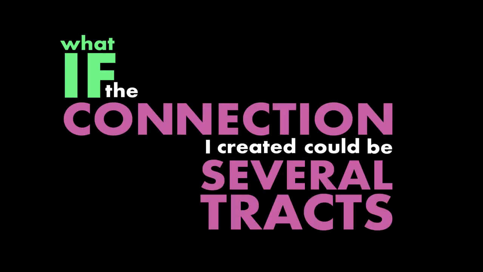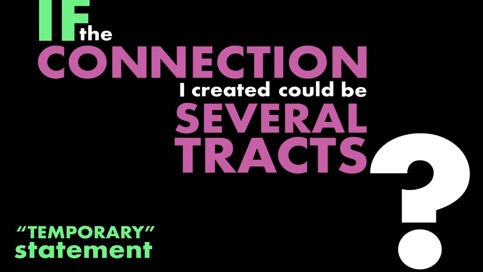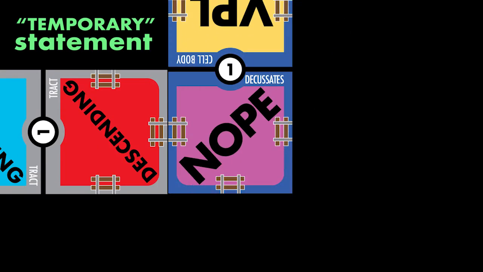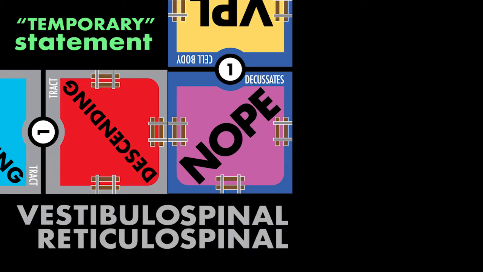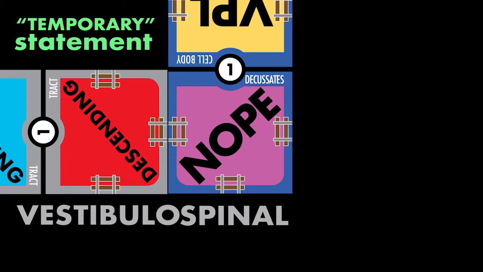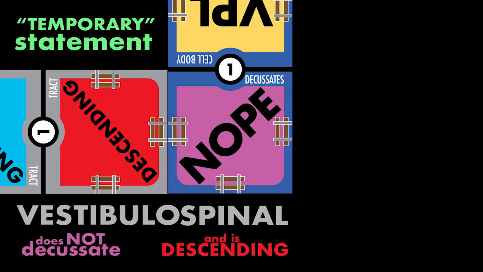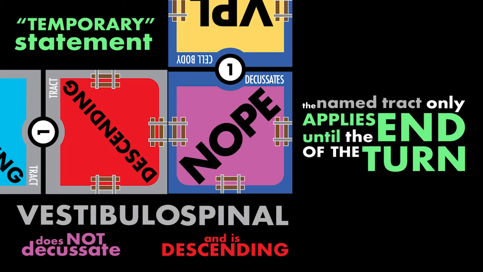What if the connection I created could be several tracks? Well, you make a temporary statement. Here, this could be either the vestibulospinal tract or the reticulospinal tract. Until the connection has been qualified with a card specifying the tract, the player has to decide on stating just one. The vestibulospinal tract does not decussate and is descending. The named spinal tract only applies until the end of the turn. If it is an option, you have to state lateral, anterior, or posterior.